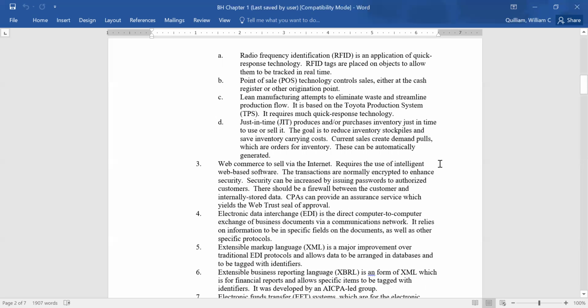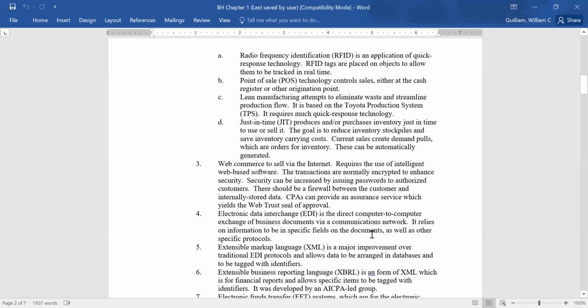Well then, number 3, web commerce to sell via the internet. This requires the use of intelligent web-based software. And the transactions are normally encrypted to enhance security. Security can be increased by issuing passwords to authorized users, and there should be a firewall between the customer and internally stored data. Now, it's not very popular, but CPAs can provide an assurance service which yields a web trust seal of approval. We've all dealt with web-based commerce because we've all purchased things over the internet.